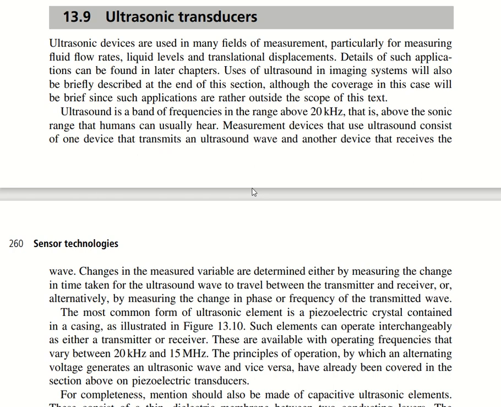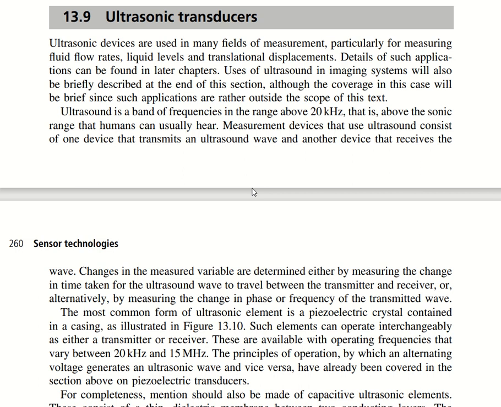So the first sensor for today is the ultrasonic transducer, and we all are familiar with ultrasonic in our cars for the parking or in sonar as well, right? So it's used in so many fields. It has a very wide horizon of application, especially for fluid measurement or fluid flow rate measurement, liquid level, and translational displacement. So it has a very wide range of applications.